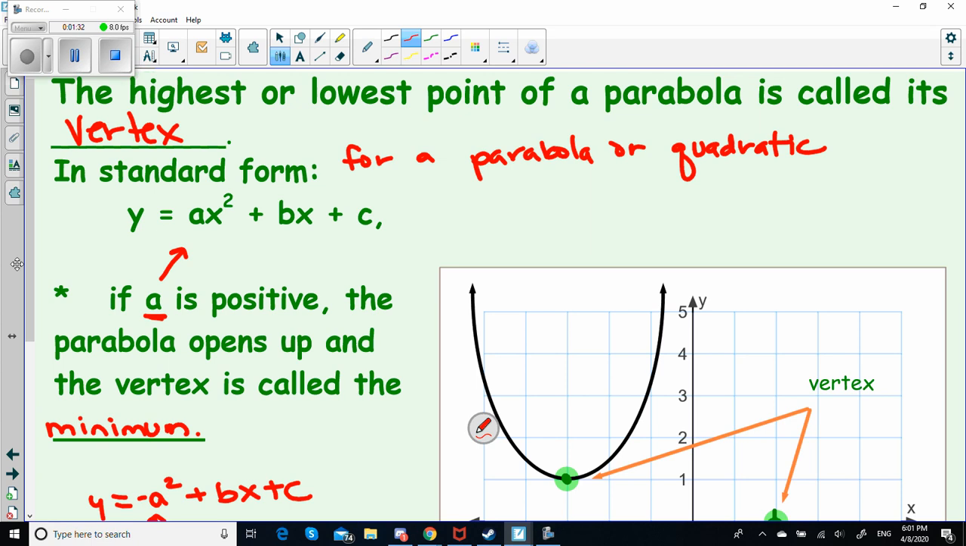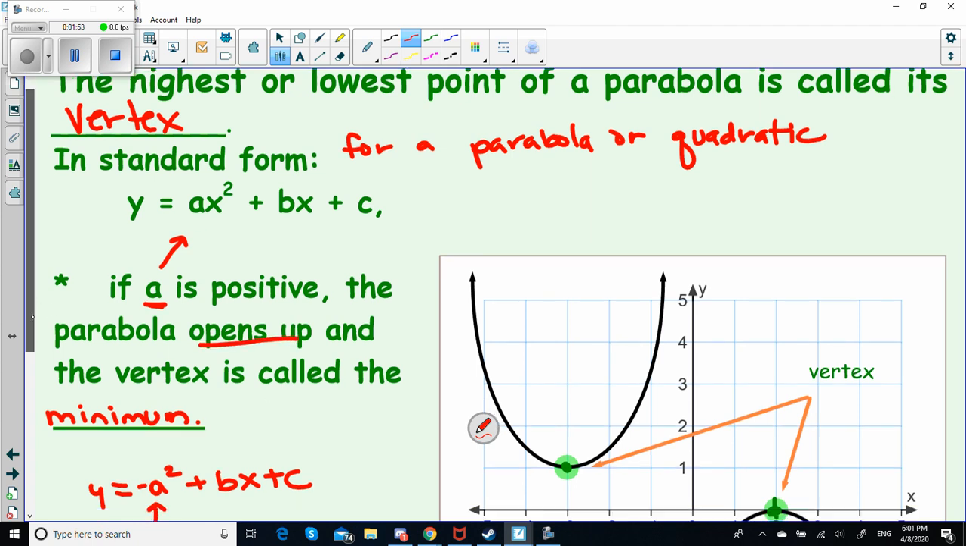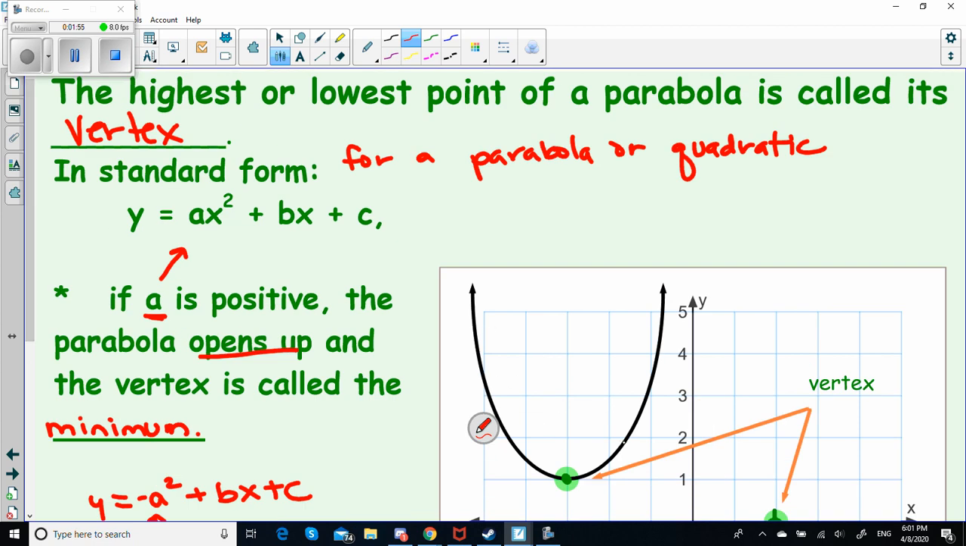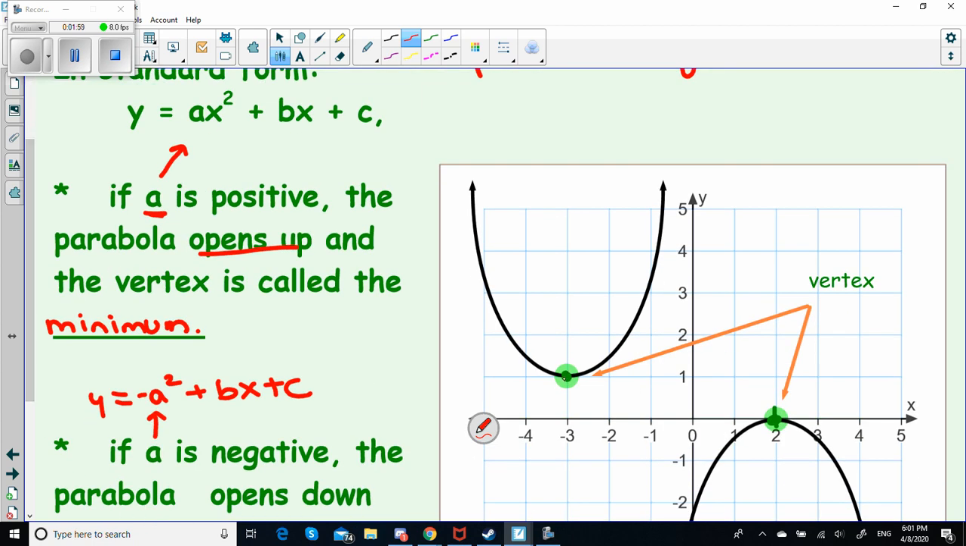In standard form, y equals ax squared plus bx plus c. That's for all parabolas or quadratic functions. And today we're just going to be graphing y equals ax squared. If a is positive, so if in standard form this is a positive number right here, the parabola is going to open up and the vertex is called the minimum. So you can see a picture over here, here's one that opens up. It has a positive a for sure. And the minimum is here, the lowest point on the graph.